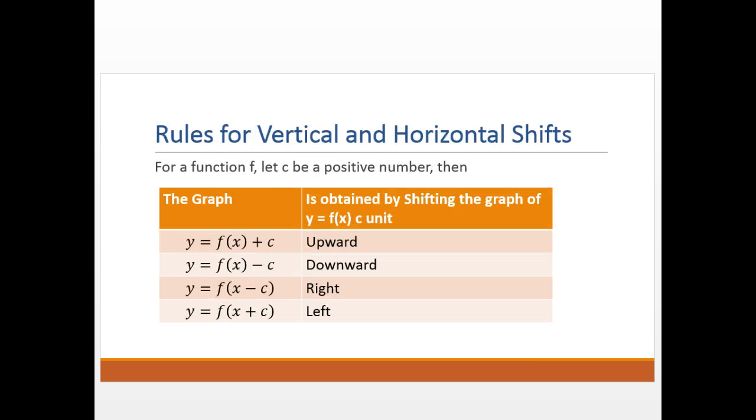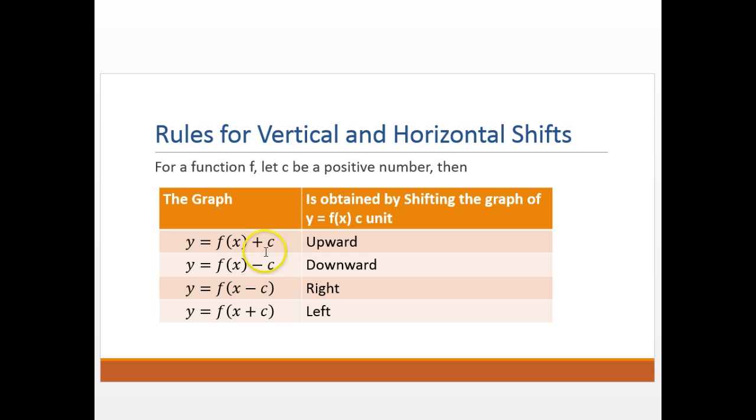How do vertical and horizontal shifts work? Well, basically, if you have a function f of x, the graph of f of x plus c is the graph of f of x shifted upward c units. The graph of f of x minus c is the graph of f of x shifted downward c units. If I have f of the quantity x minus c, it shifts to the right c units, and f of the quantity x plus c shifts to the left c units.